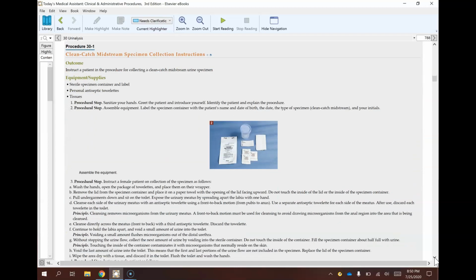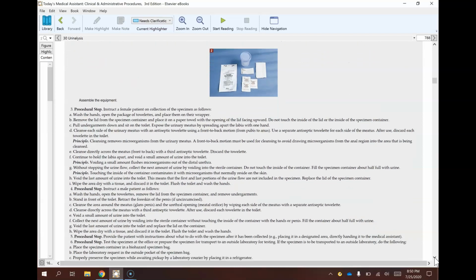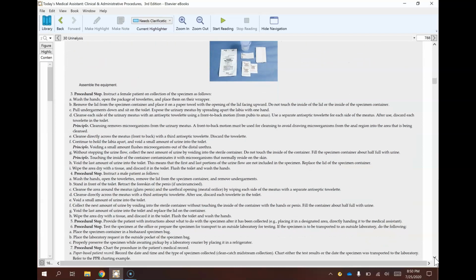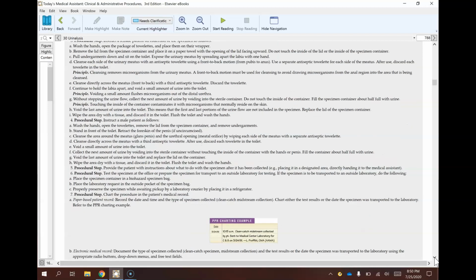So this procedure 30-1, again, is something you should be familiar with as you are doing it or have seen it at least demonstrated by your instructor. And then this is one of the competency checkoffs you will have to complete.